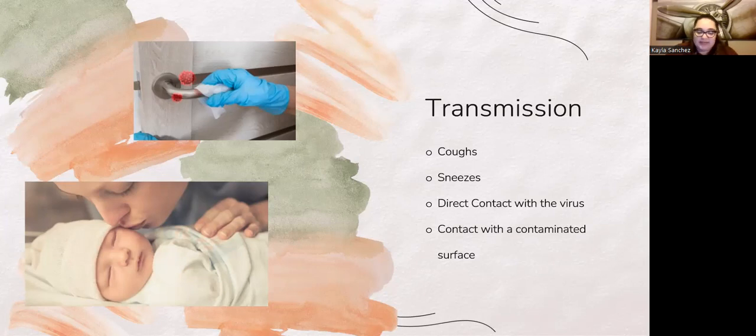Another way of getting it is by touching a surface that's contaminated with the virus, like doorknobs, and then touching your face before you wash your hands. That's one way of getting it into your respiratory system. People who have weakened immune systems are more likely to spread it even after they've gotten rid of the symptoms, and that can be for up to 4 weeks or more.